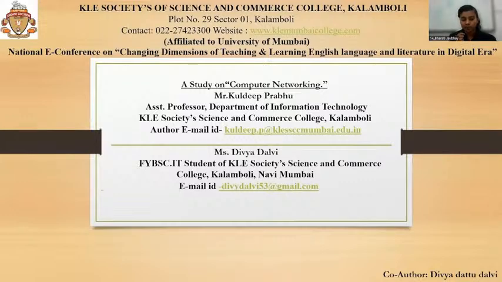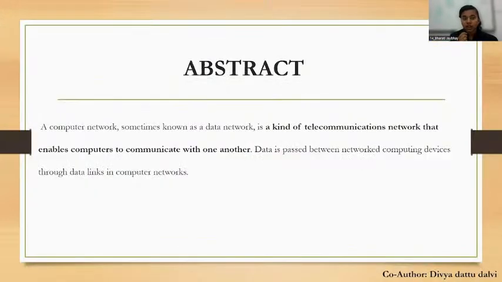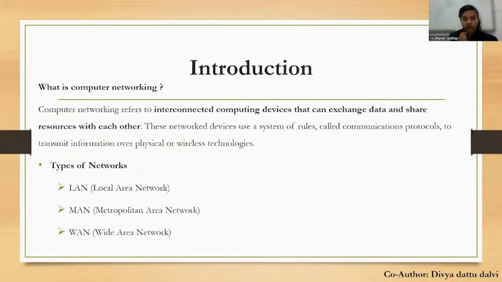I am going to present a research paper on a study on computer networking. A computer network, sometimes known as a data network, is a kind of telecommunication network that enables computers to communicate with one another. Data is passed between network computing devices through data links in computer networks. Computer networking refers to interconnected computing devices that can exchange data and share resources with each other.